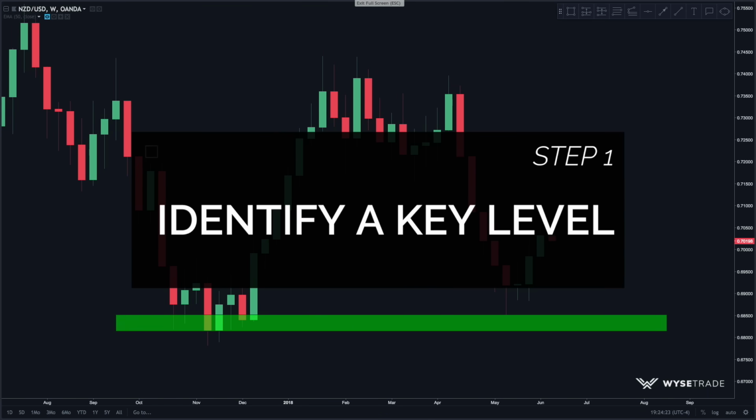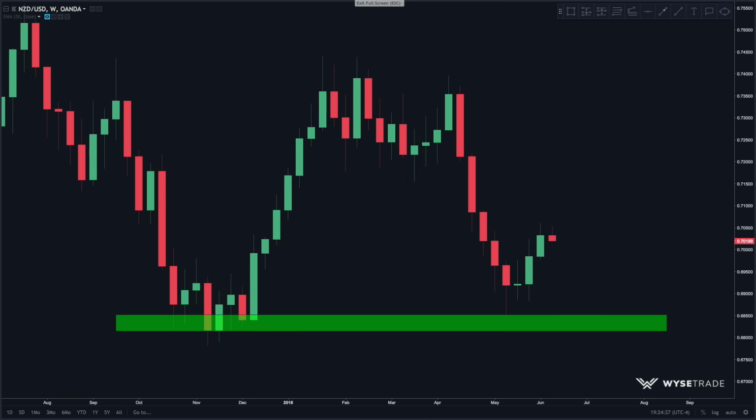So if you've watched our other videos, we always want to identify key levels first. And as you can see, we have a level of support here, where price hit and reversed from. And now we are back here again.